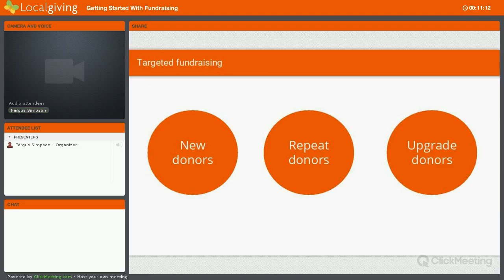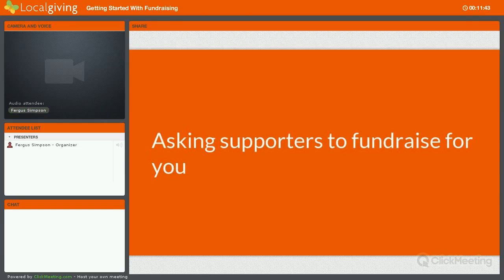You can also think in this way, splitting it into 3 different kinds of donors. So new donors, repeat donors, and upgrade donors. New donors are people who haven't donated before, obviously. Repeat donors, people who might have set up a monthly direct debit, or they've donated in the past. And upgrade donors are people who you think have paid enough attention to your charity in the past that you may now be able to ask them for a monthly donation if they're only donating once off before. Or maybe ask them to fundraise if they've been making a monthly donation.